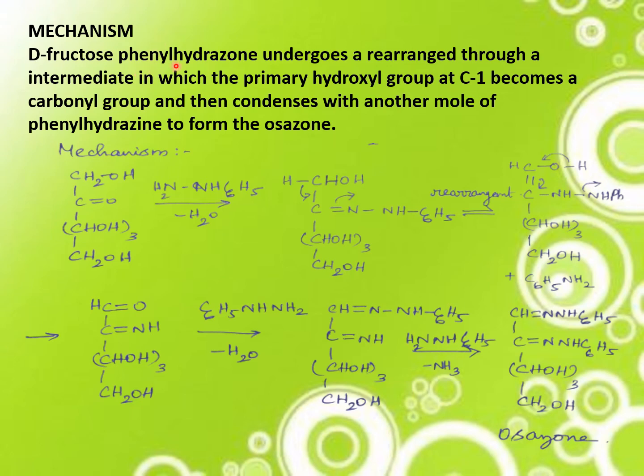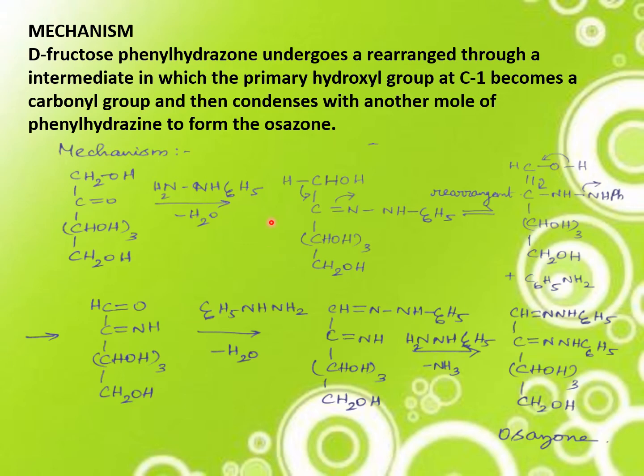D-fructose reacts with phenylhydrazine to get phenylhydrazone. This is the structure of phenylhydrazone, through an intermediate in which the primary alcohol group C1 becomes a carbonyl group. Here, this primary alcohol group becomes the carbonyl group and then condenses with another molecule of phenylhydrazine to form the osazone. Now we have simplified the structure of D-fructose. This is D-fructose. Here CH2OH, second carbon C double bond O, third, fourth and fifth carbons we have combined together and mentioned this as CHOH 3 times. And then this is the last carbon, sixth carbon, CH2OH.